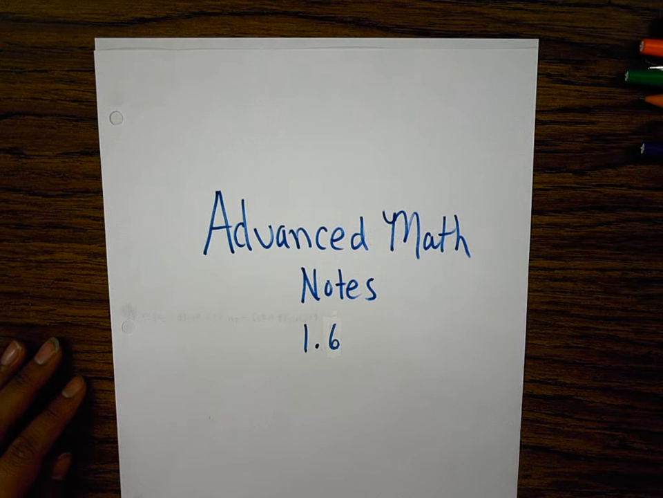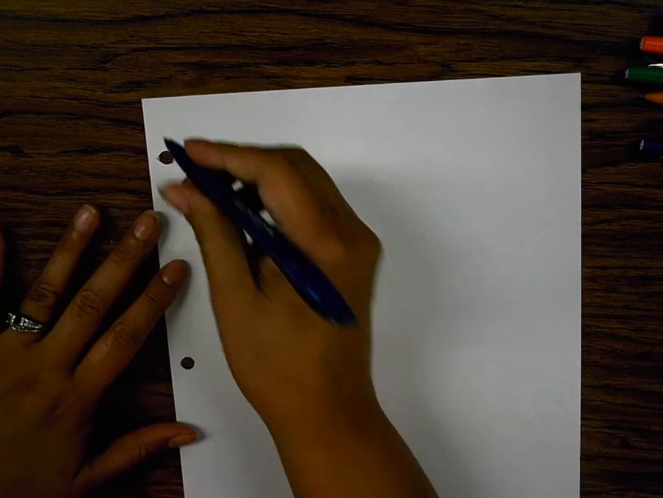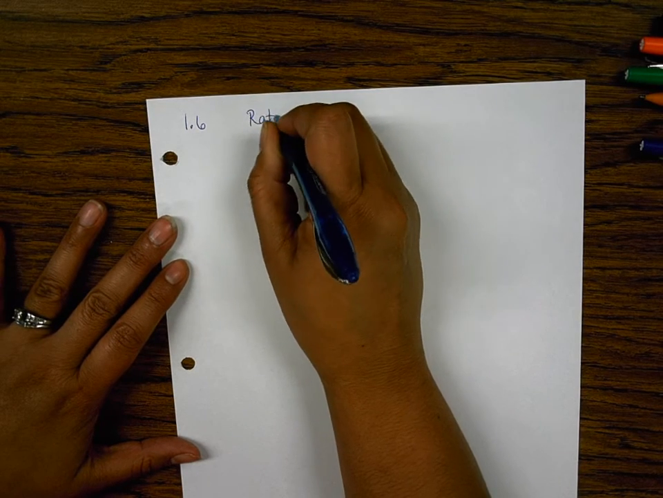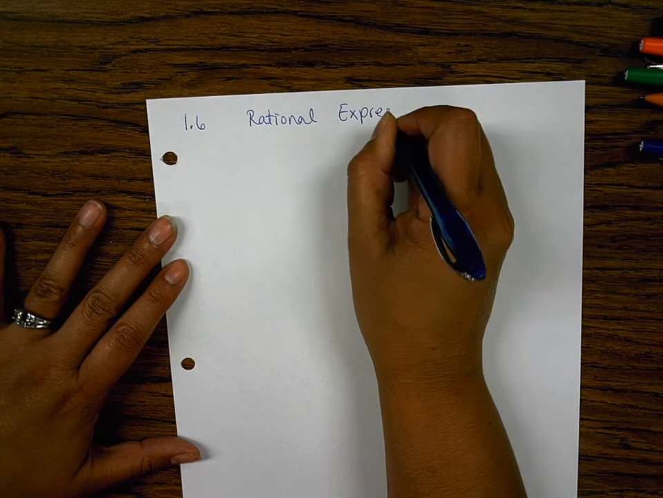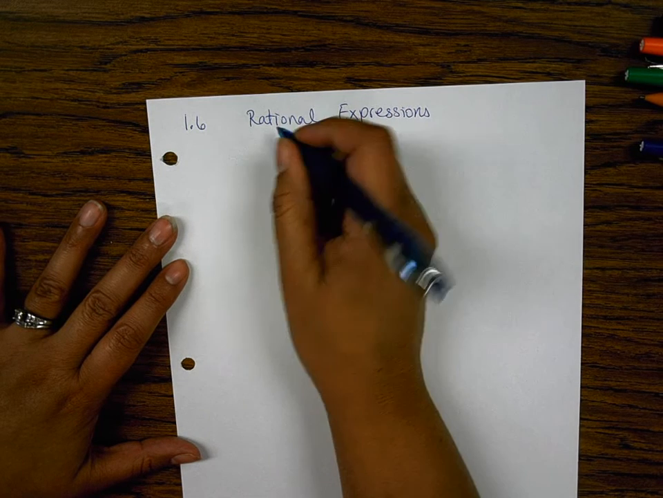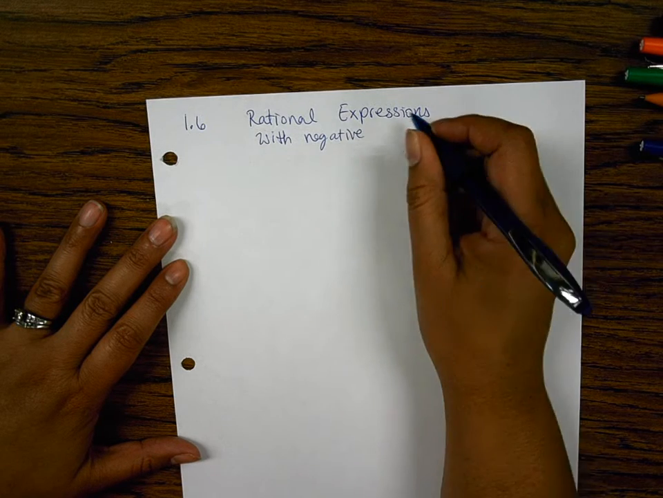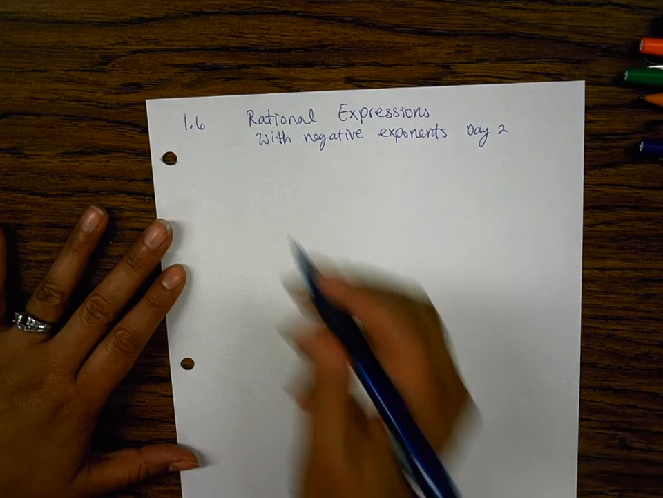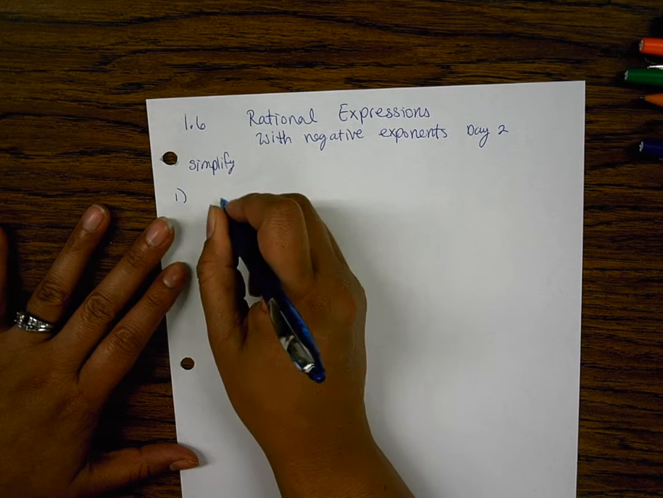Okay, this is lesson 1.6, Advanced Math Notes 1.6. And we're going to title this Rational Expressions with Negative Exponents. Simplify.